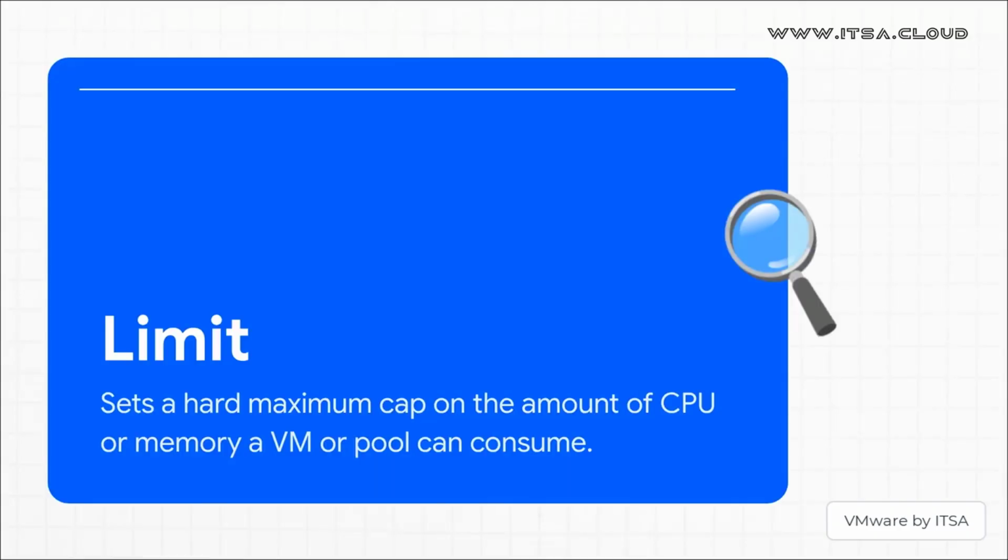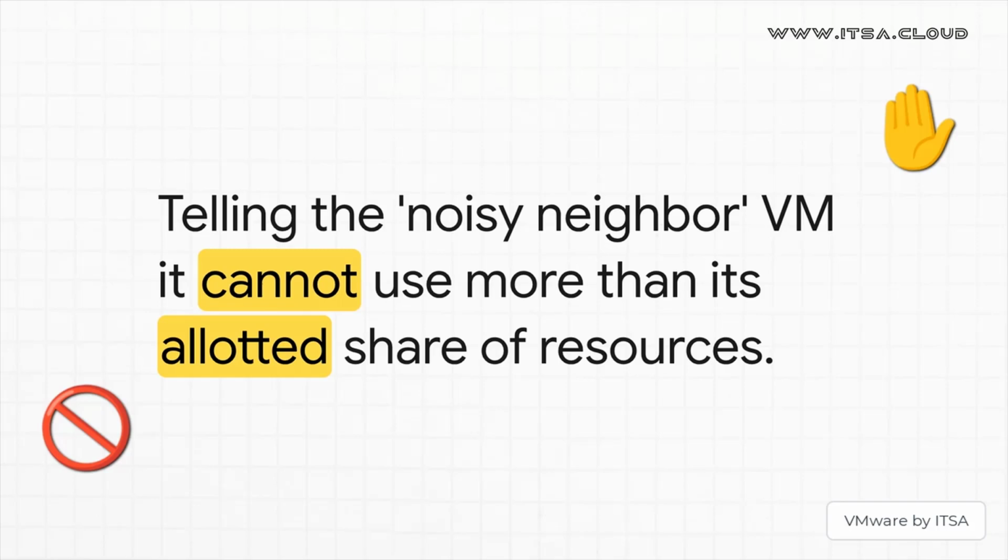And our third and final rule is the limit. This one is pretty straightforward. It sets a hard maximum cap on the resources a VM or a pool can use. They can never go above this ceiling. Period. End of story. In our landlord analogy, this is you finally putting your foot down.